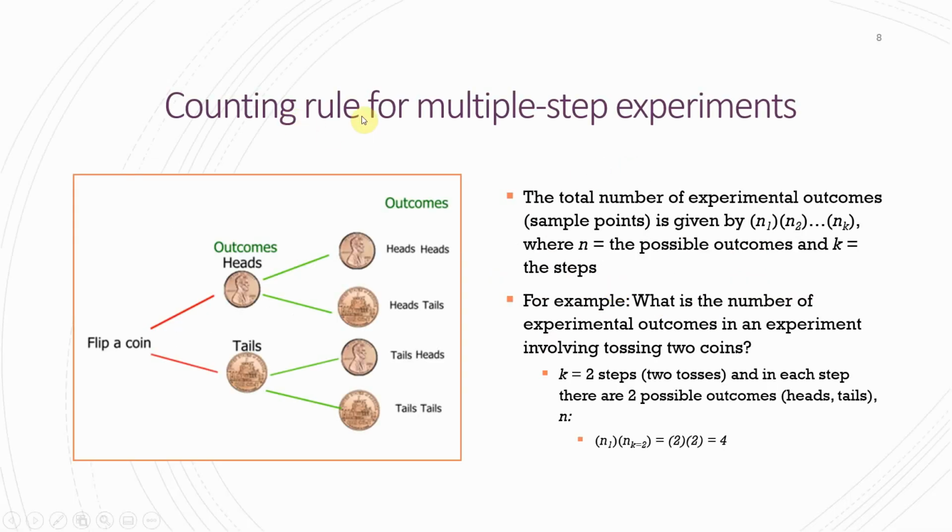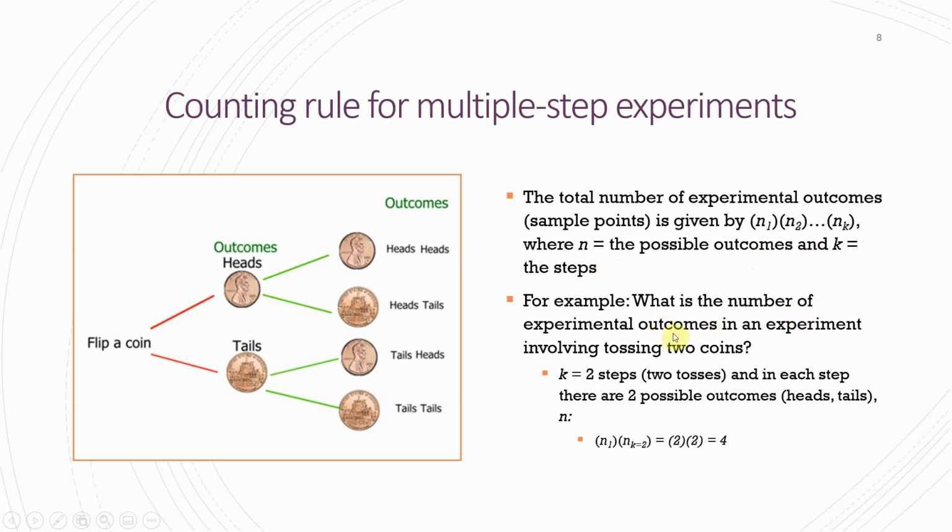So the counting rule for multiple step experiments. This is the equation, if you will, for it. The total number of outcomes, the sample points, is given by n1 times n2 all the way up to nk, where n is the possible outcomes that you could get, and k is the number of steps. So let's look at an example.